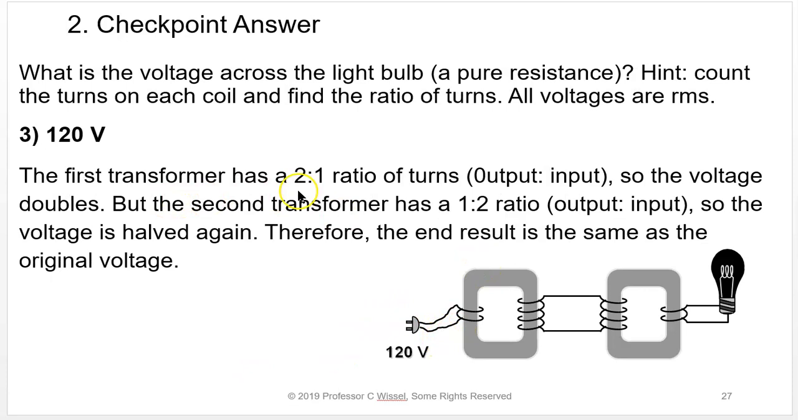The first transformer has a 2-to-1 ratio of turns, that is output to input, so the voltage doubles. But the second transformer has a 1-to-2 ratio, again output to input, so the voltage is halved. Therefore the end result is the same as the original voltage.